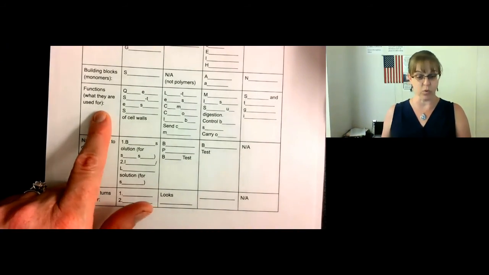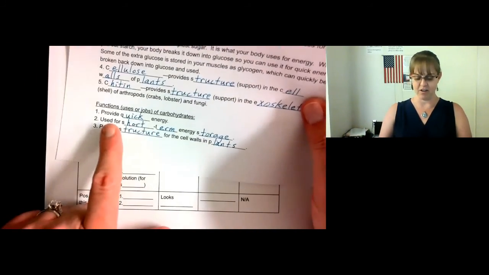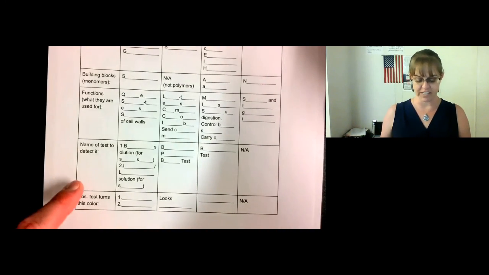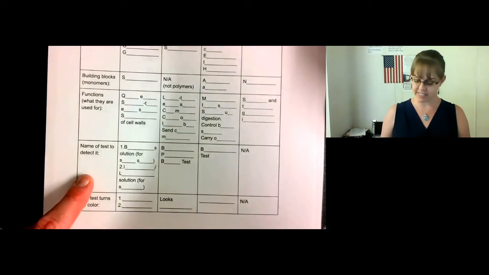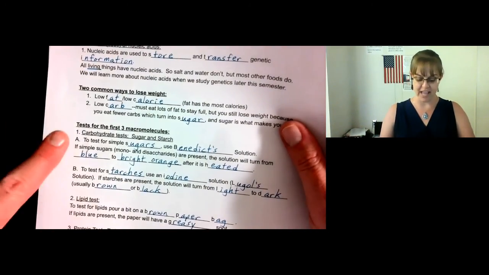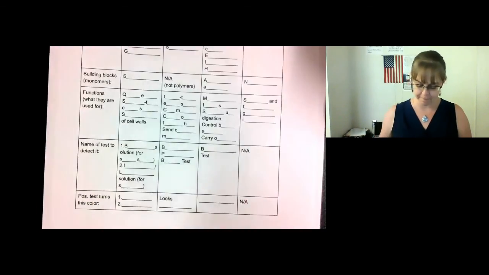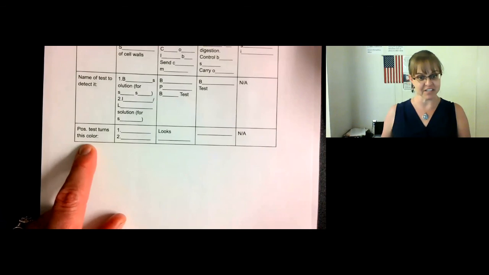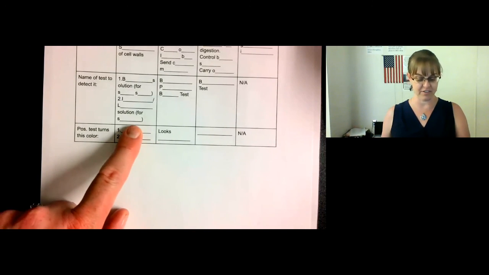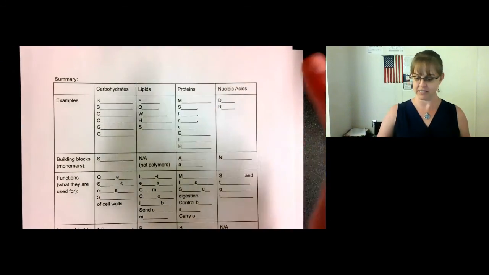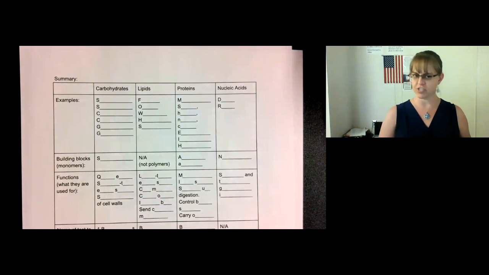Now, what functions, what uses? Here are the functions of carbohydrates. Next, what test is used to detect carbohydrates? That's at the end of your notes, and there's the carbohydrate tests, one for sugar and one for starch. And if it's a positive test, what color will it turn for each of those tests? Then you'll answer those same questions for lipids, proteins, and nucleic acids. So just use the notes you just took to fill in this worksheet.